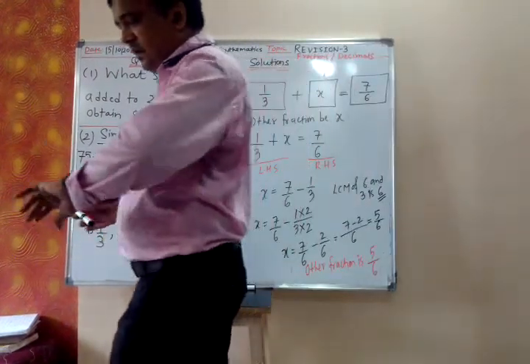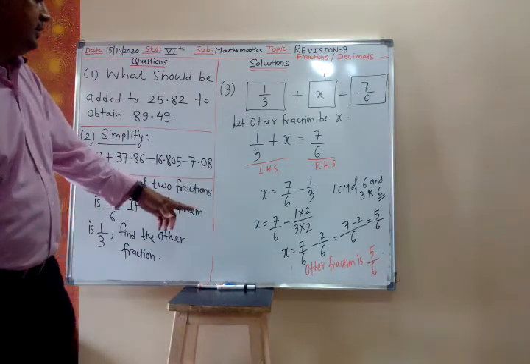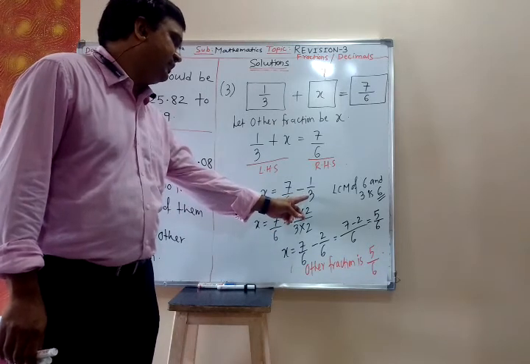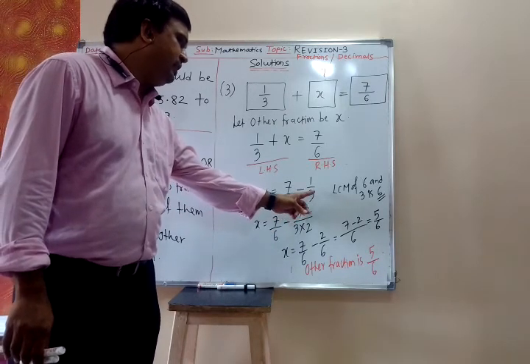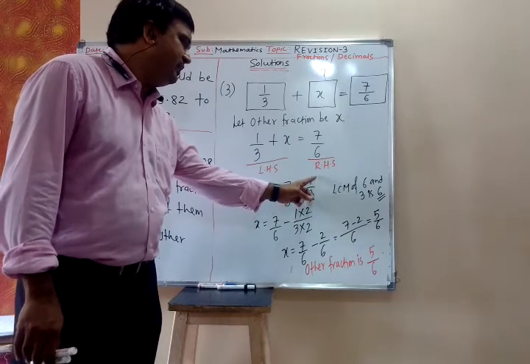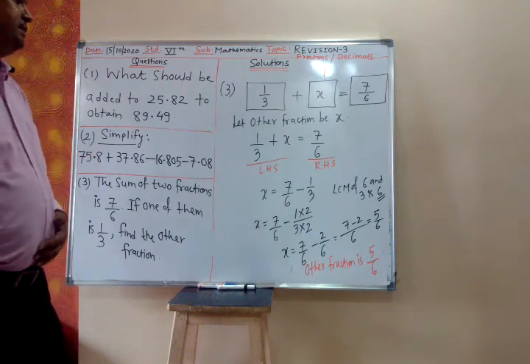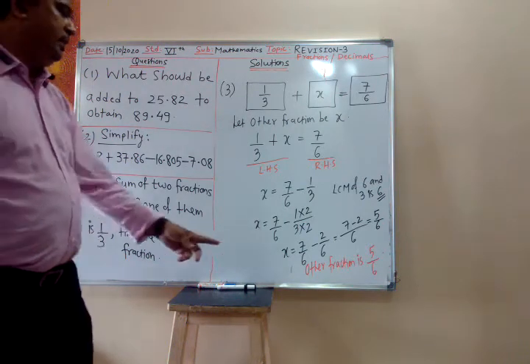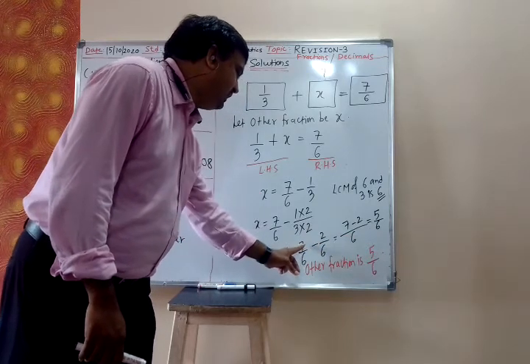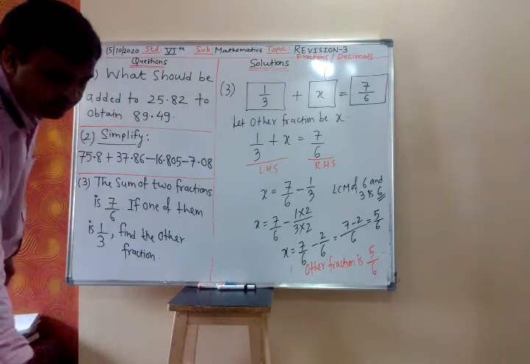Now see here, 6 is the LCM. We have to make the denominator of both the fractions 6. So this 3 I have to multiply by 2 so that it becomes 6, so multiply by 2 in the numerator as well as in the denominator. So that is 7 by 6 minus 2 by 6. The denominator is the same, 6, so I can take the common denominator and simplify the numerator. 7 minus 2 is 5. So the answer is 5 by 6.